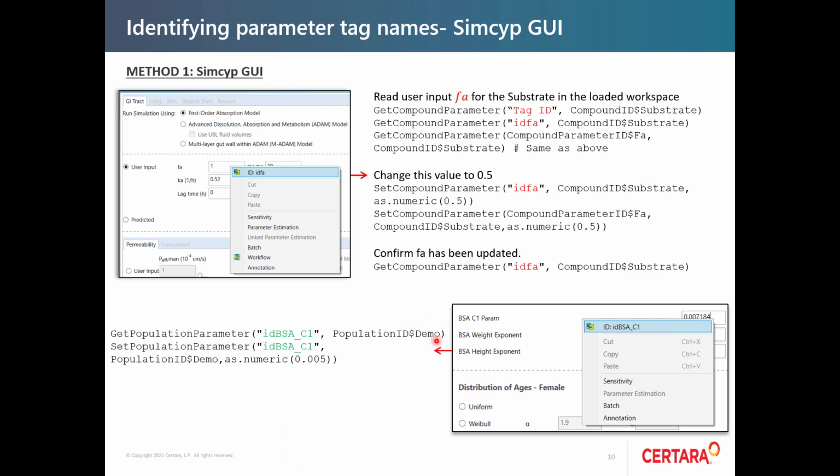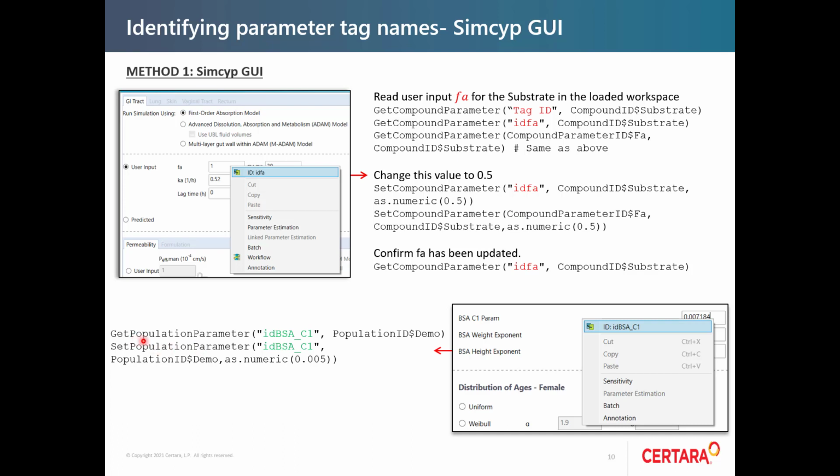In order to extract this value, we need to use the function called getPopulationParameter. The difference between this function and the previous function is the word compound and population. So the BSA, for example, is found within the population tab, hence why we're using the function named getPopulationParameter to extract this information. However, FA value is found within the compound tab, hence why we use a function named setCompoundParameter to extract the FA value.